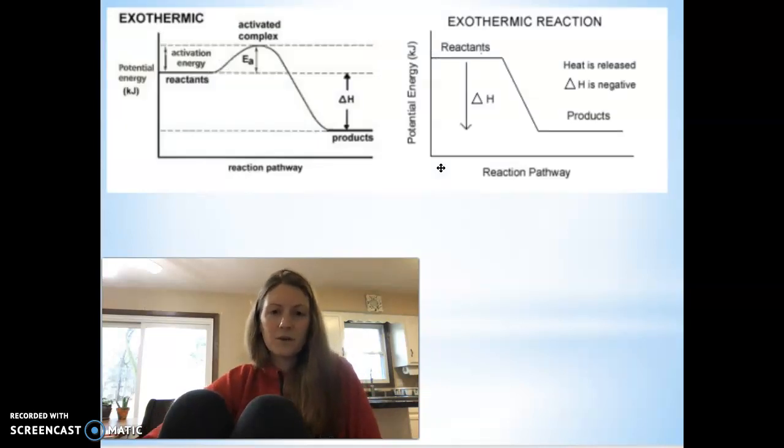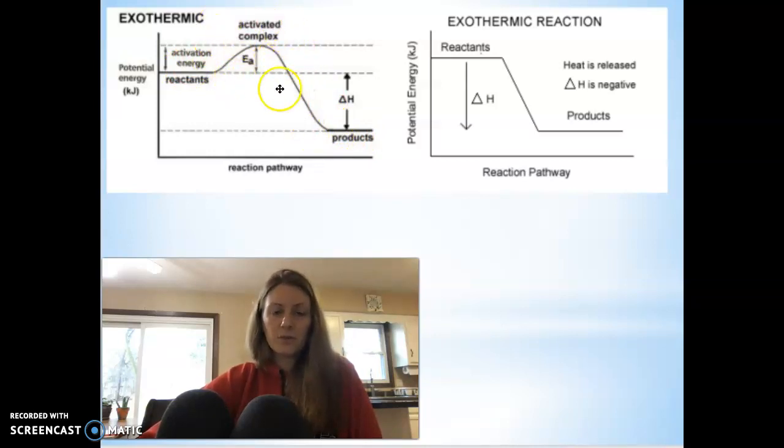So here we've got exothermic reactions. You've got the reaction pathway, or basically as time goes on, on the X, and then the energy on the Y. So if it's exothermic, it is releasing energy to the surroundings, which means that you're going to start with a bunch of energy, but because you're losing energy to the surroundings, your products have less energy than what you started with, so products are below reactants.